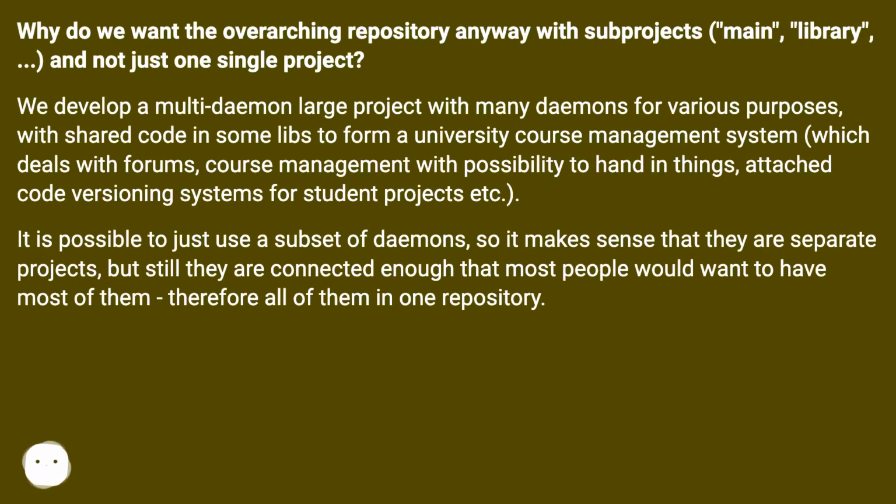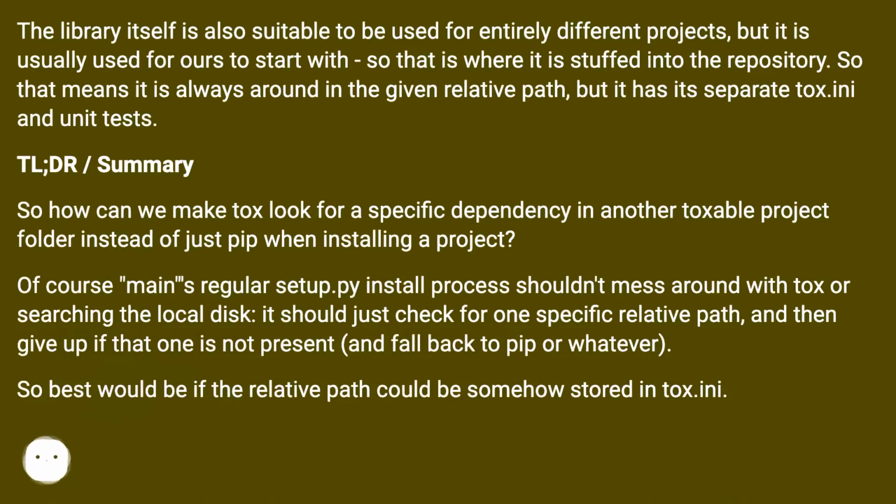Why do we want the overarching repository anyway with subprojects, main, library, and not just one single project? We develop a multi-daemon large project with many daemons for various purposes, with shared code in some libs, to form a university course management system which deals with forums, course management with the possibility to hand in things, attached code versioning systems for student projects, etc. It is possible to just use a subset of daemons, so it makes sense that they are separate projects, but still they are connected enough that most people would want to have most of them, therefore all of them in one repository. The library itself is also suitable to be used for entirely different projects, but it is usually used for ours to start with, so that is where it is stuffed into the repository. So that means it is always around in the given relative path, but it has its separate tox.ini and unit tests.